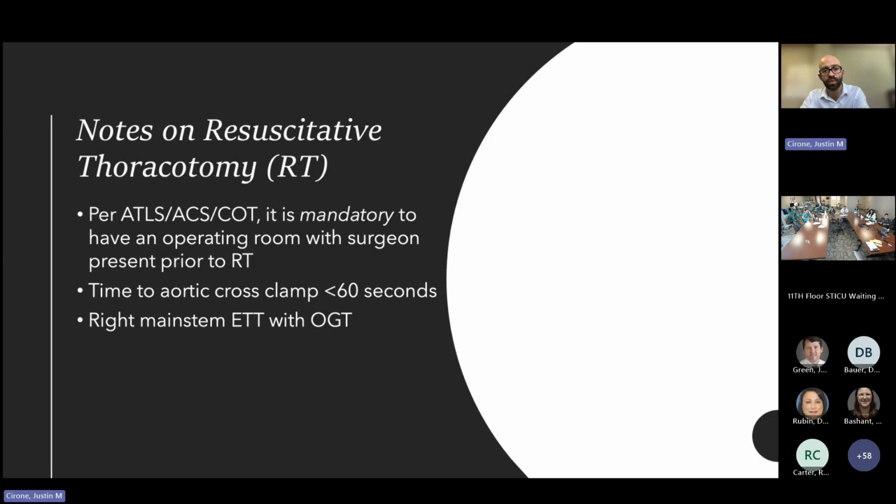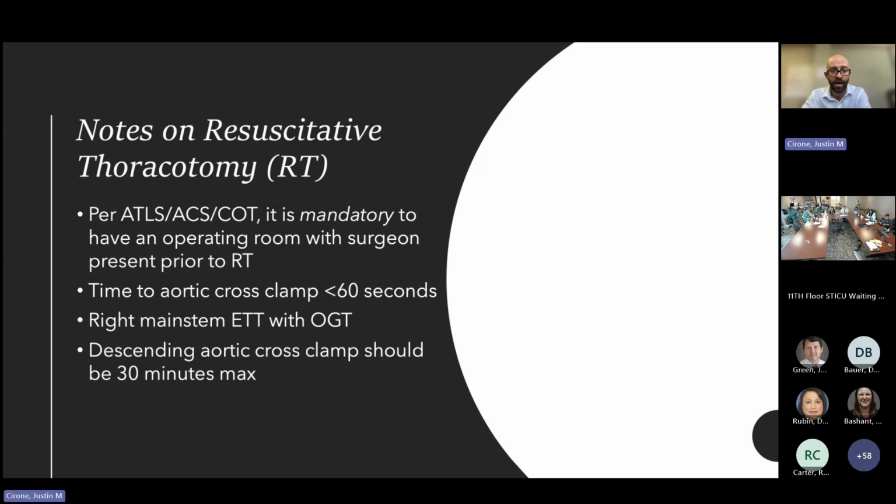Your cardiac output will drop to 0 during your thoracotomy, which means normally we would say you have 10 seconds to do a pulse check and then you restart your CPR. So saying that I'm giving you 60 seconds to cross clamp the aorta and then open the heart and start internal cardiac massage is theoretically a long time, but admittedly it does take a minute to get to the aorta.